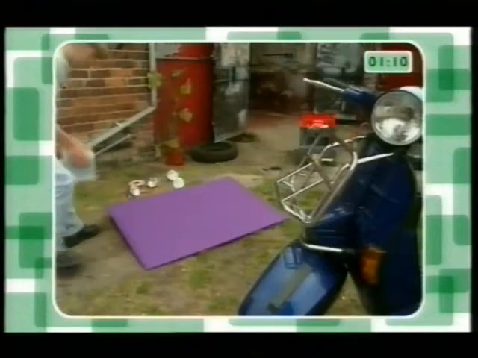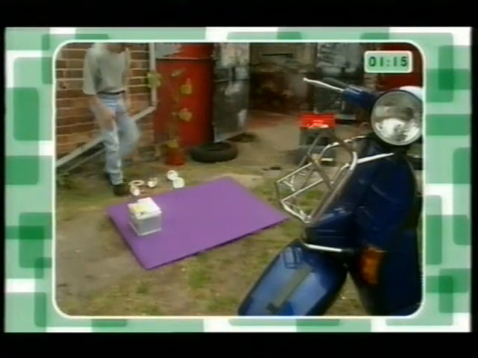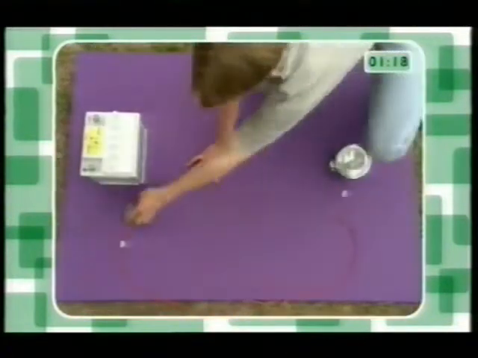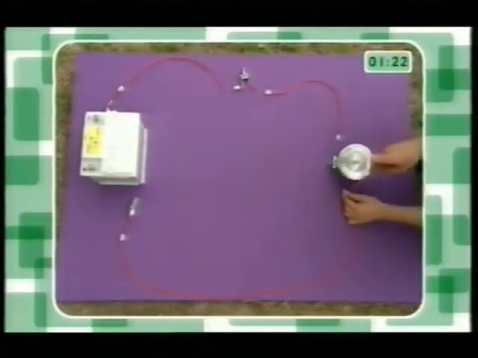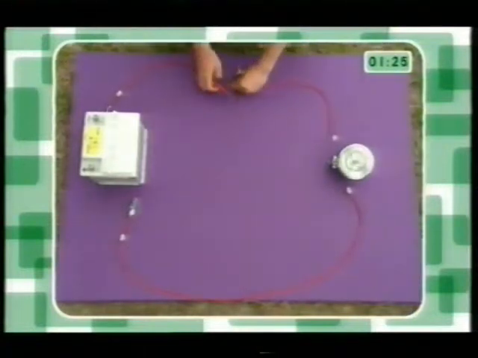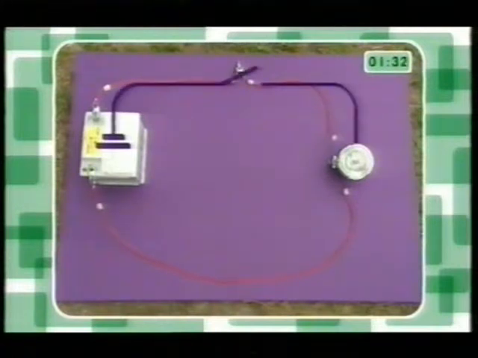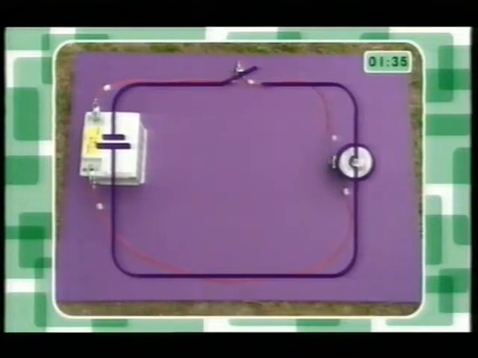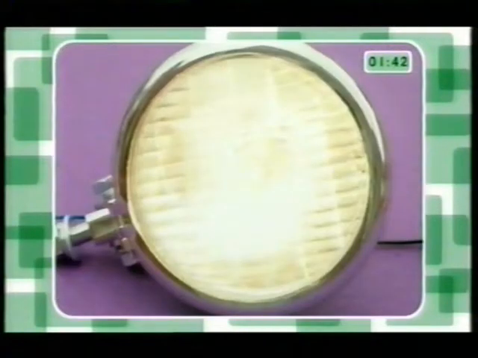Watch this. The electrical wiring for a motorbike headlamp is hidden. Laying the circuit out on the floor makes it easier to see. It's made up of a battery, a switch, a wire going to the headlamp, and a wire from the headlamp back to the battery. Inside the lamp is a bulb. When the switch is turned on, the circuit is complete. An electric current flows and the light bulb works.